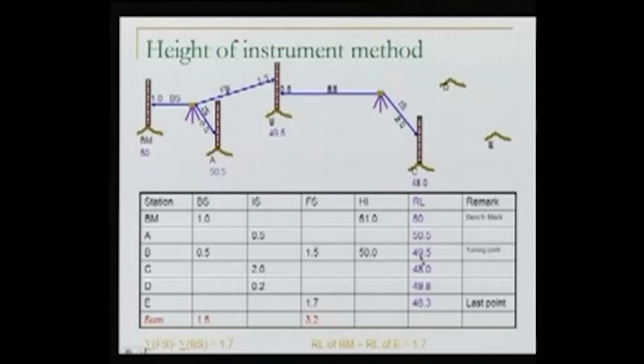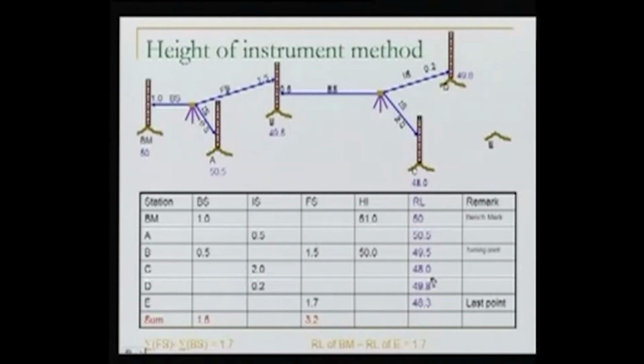Then the next point is D. Let us again take one more intermediate sight at D, and this value is 0.2. Now this is an intermediate sight and 0.2. So using this height of the instrument, you can again find the RL of D.